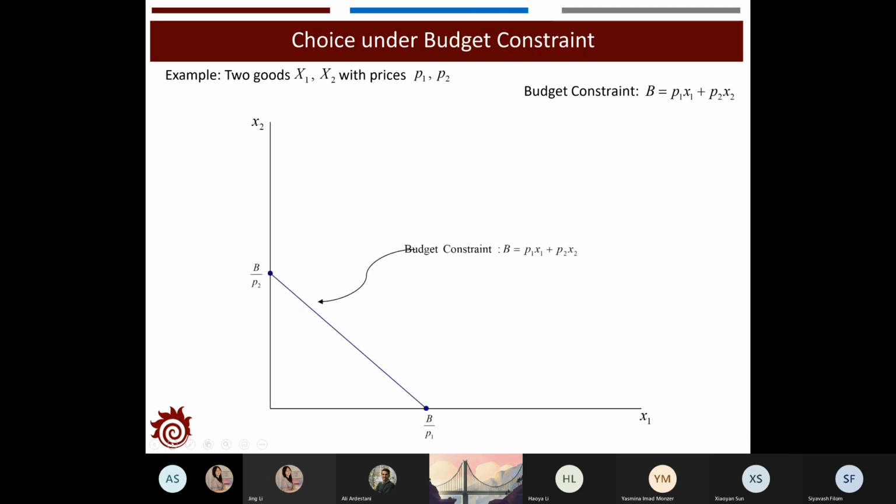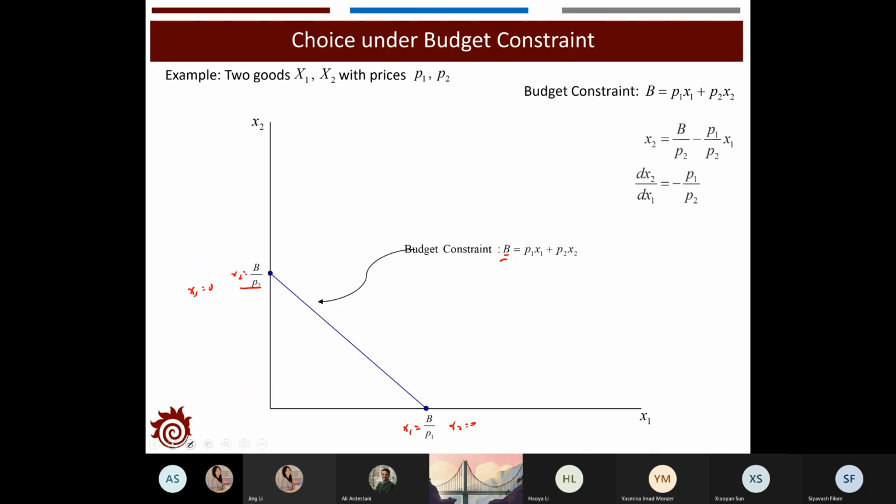And with that, we can draw the budget line from the x1, x2 plane. As B is the constant budget, we can draw a straight line to represent the budget constraint. For x1 equal to 0, you can find out x2 equal to B divided by P2. And for x2 equal to 0, you can find out x1 equal to B divided by P1. So that will be the two ends of the line.